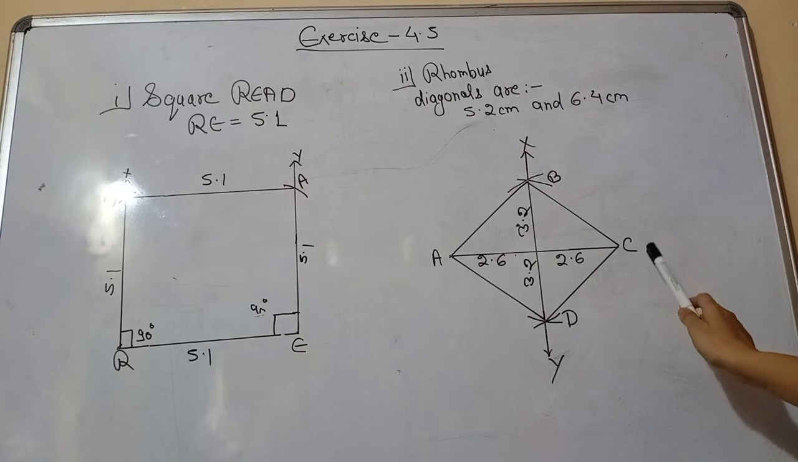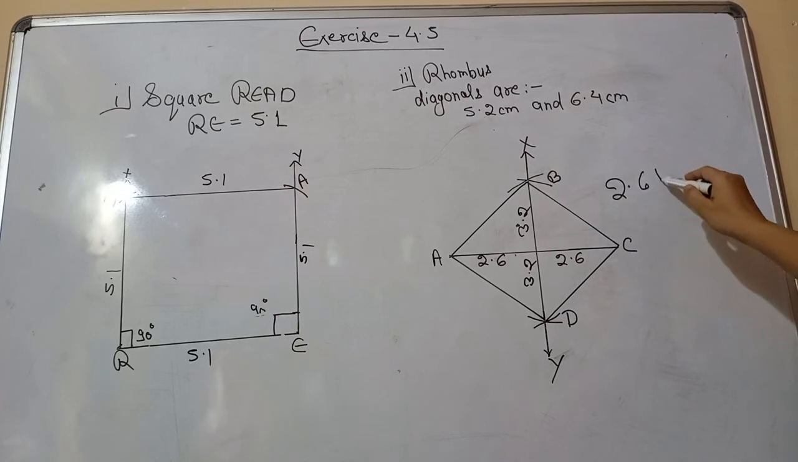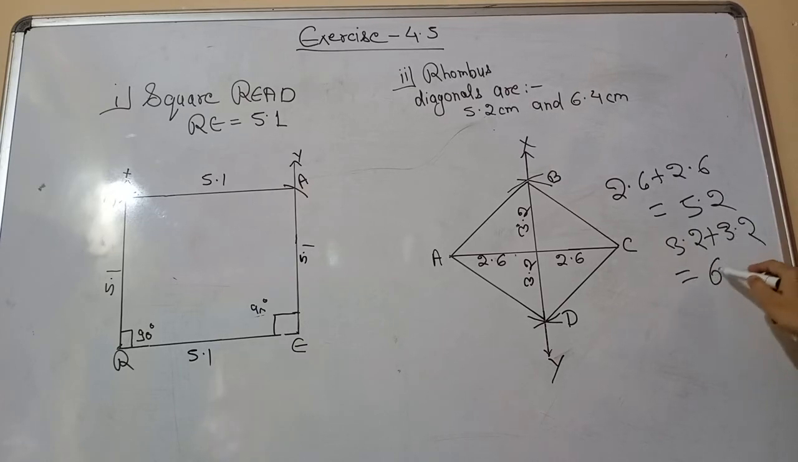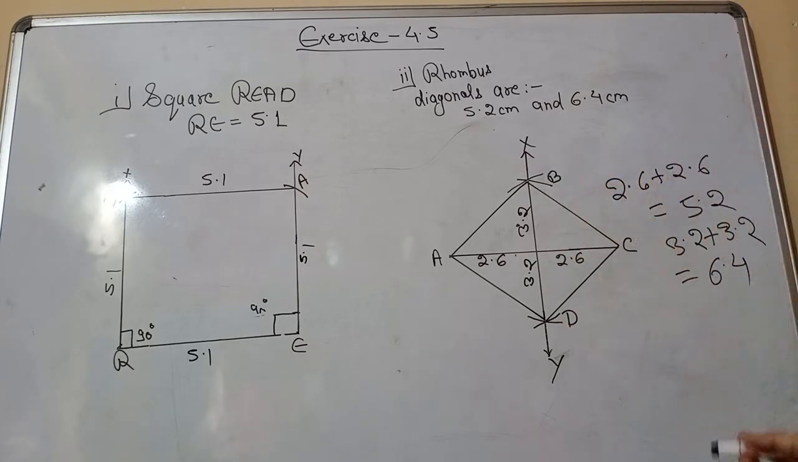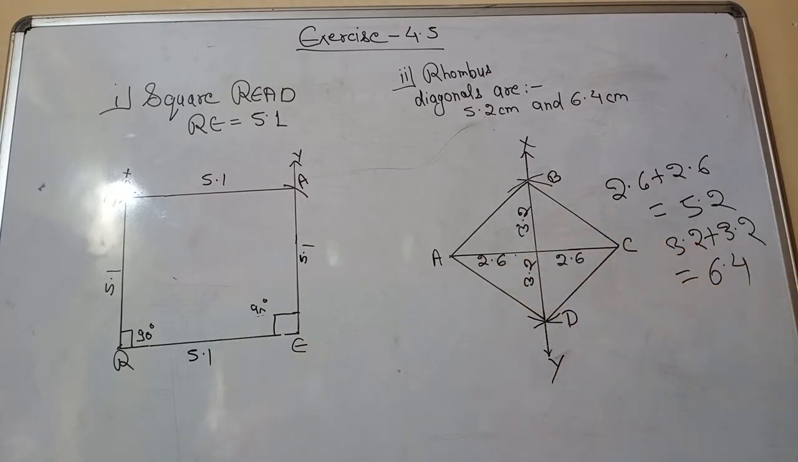So AC is the first diagonal having length, if you add 2.6 plus 2.6, what resultant you will get? You will get 5.2. Similarly, if you add 3.2 plus 3.2, what resultant you will get? You will get 6.4. Means simply you can see I have divided the diagonals into their equal halves. First equal half is 2.6 and second equal half is 3.2.